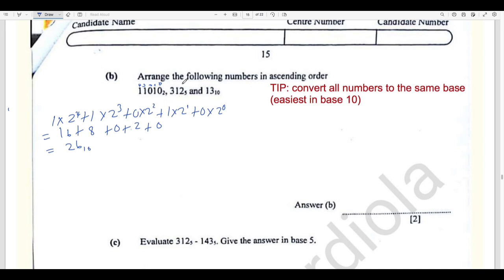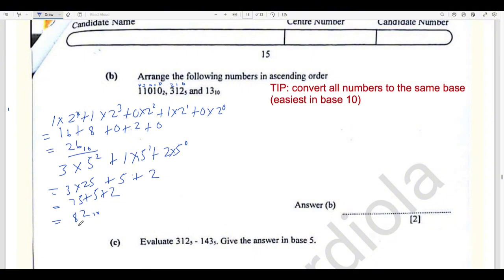Then we look at the other one, 3, 1, 2 base 5. To convert to base 10, we do the same. 2 is 5 to the power 0, 1 is 5 to the power 1, and 3 is 5 to the power 2. So 3 times 5 to the power 2, plus 1 times 5 to the power 1, plus 2 times 5 to the power 0. 5 squared is 25, times 3 is 75, plus 5, plus 2, that's 82 base 10.